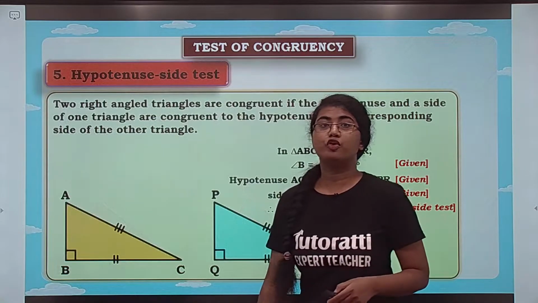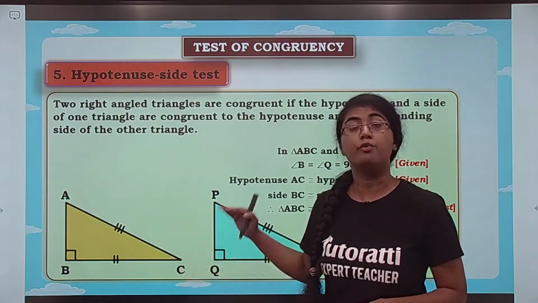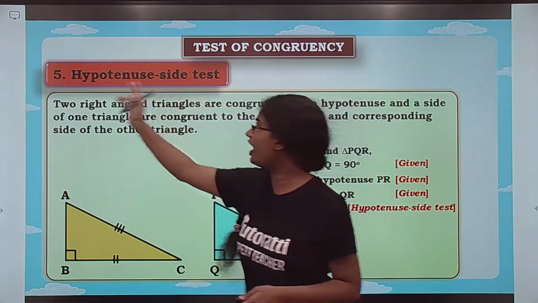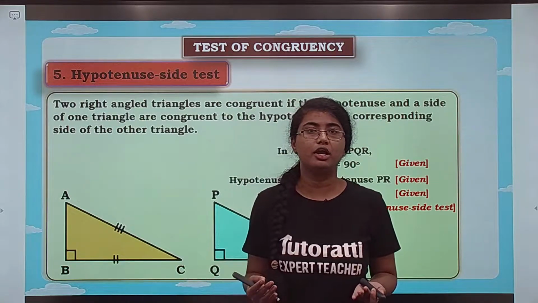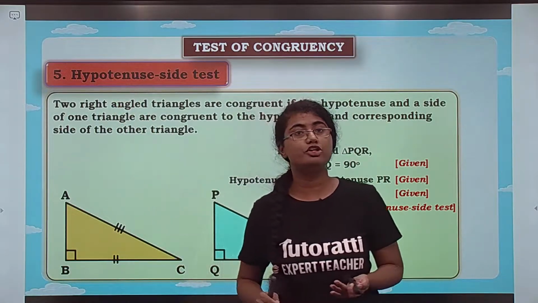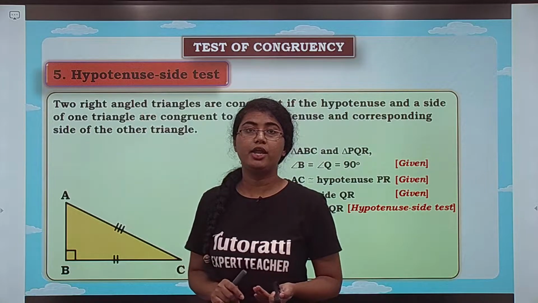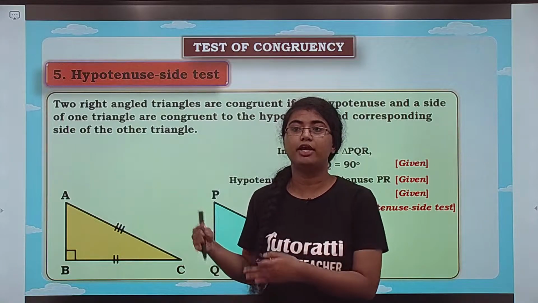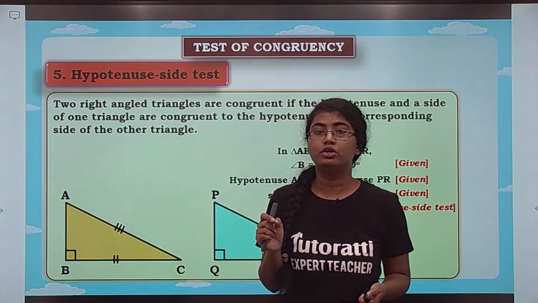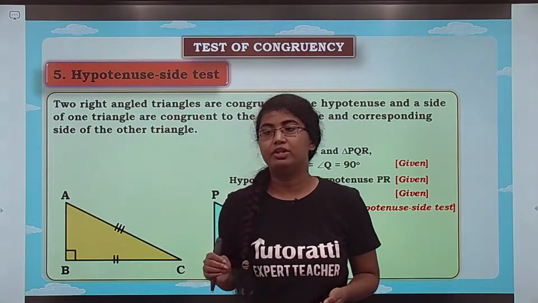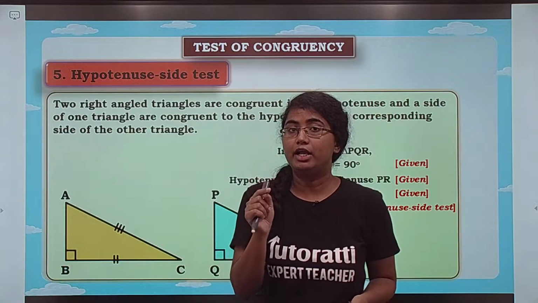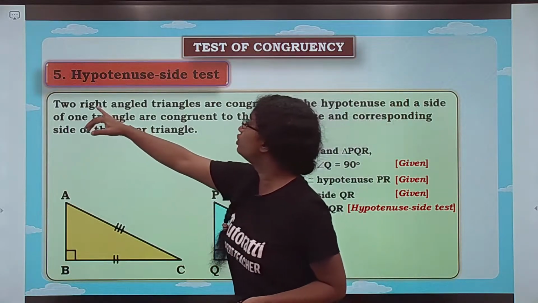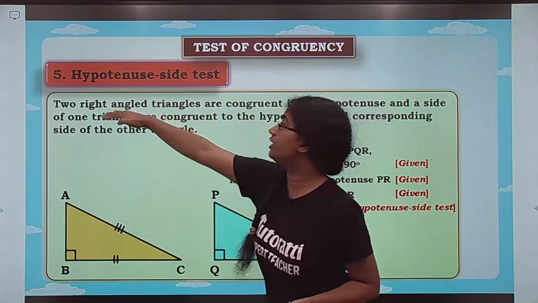Alright, so let's move on to the next test, the last test and a very important test, the hypotenuse side test. Now can you all tell me, in which triangle does the hypotenuse come? Is this term familiar to you all? I'm pretty sure it is. Where does it come? Excellent. It is in right angled triangles. So here what is important is that there is a right angle present in your triangle. So two right angle triangles, understand this?